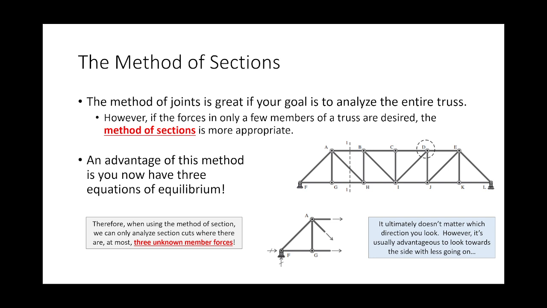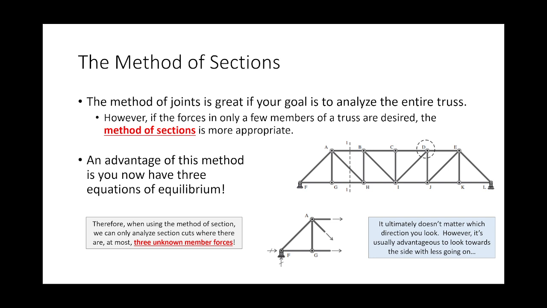I would argue, given the position of this section cut, it would probably be easier to cut a section and look to the left because there's just less stuff going on over there, right? I have one joint G over here versus over here on the right, I got H, I, J, K. There's a lot more loads. My equilibrium equation is going to be longer. Again, it's not going to change the answer, but that doesn't mean I need to make my own job harder. Does that make sense? Everybody okay with that?